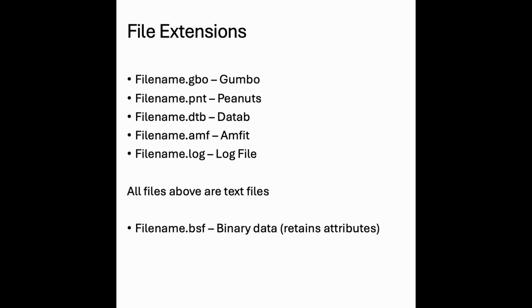Epicure uses a number of file extensions. The .gbo extension is used for Gumbo, as we just saw. Peanuts, DayTab, and AMFIT all have their own file extensions, as well as log files. All of these files are text files and can be edited in any text editor. BSF files are binary data, and they retain all of the attributes of the data at the time it was saved.